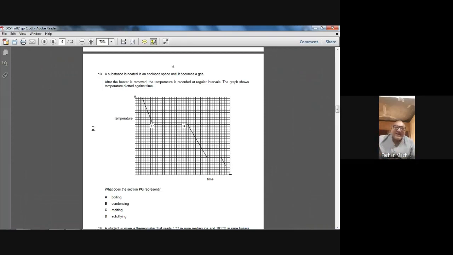So when the cooling curve becomes flat, it means a state change is taking place. Whenever the cooling or the heating curve becomes flat, horizontal, it means that the state change is taking place. Because it was gas, at PQ the gas is cooling and converting into liquid. When the gas converts back into liquid, we call it condensation. So I think B is the right choice.